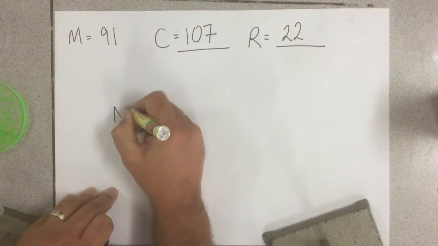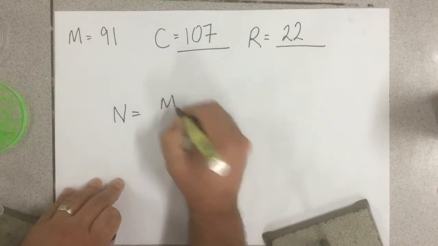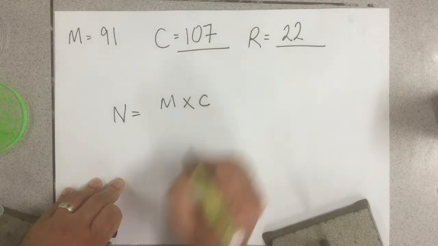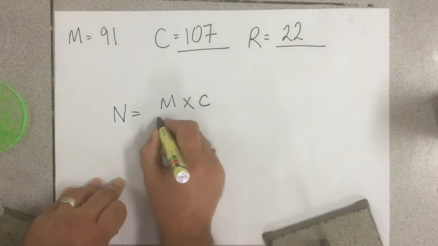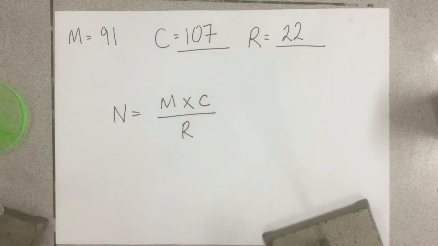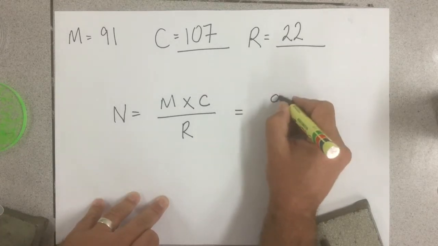The mathematical formula that we use says that the number of individuals in the population, N, is the same as the number of individuals in our first catch multiplied by the number of individuals in our second catch divided by the number of individuals that were recaptures.